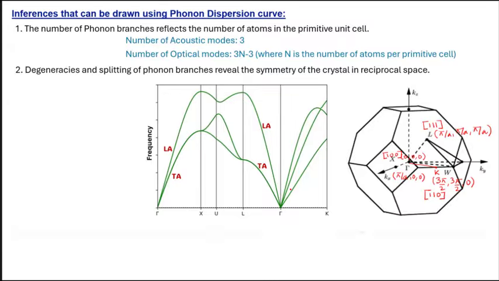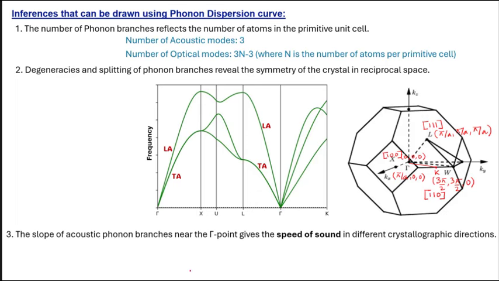Other information is from the slope of the acoustic branches. We know that near the gamma point, in this region, the acoustic branches are linear. So the slope of the acoustic branches near the gamma point gives the speed of sound in different crystallographic directions. If you are moving along the path gamma to X, it is along the crystallographic direction 1 0 0. While moving from gamma to L, it is 1 1 1. While moving from gamma to K, it is 1 1 0. From the slope of the curve near the gamma point along these directions, you can predict the speed of sound along these different crystallographic directions.